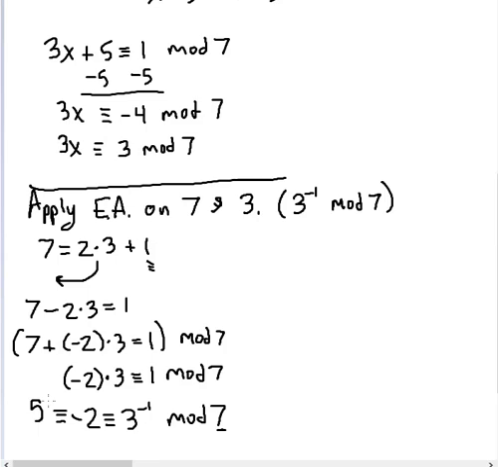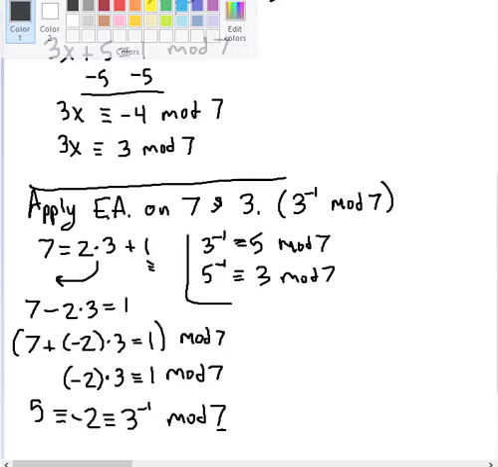Again, these are all for these specific problems. Every time you change the modulus, we have to run through this process again. So 3 inverse is 5, 5 inverse is 3, mod 7. And then we can solve this problem up here.